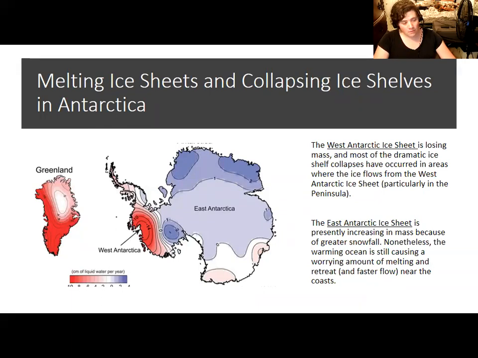And we're seeing a loss of about 10 to 14 centimeters of liquid water per year in Antarctica, which is a lot when it piles up. East Antarctica has a more stable ice sheet. The interesting thing is that in East Antarctica, changes in global climate patterns have actually resulted in more precipitation around the South Pole, which is causing the eastern sheet to increase in mass. However, there is still a worrying amount of melting occurring along the coasts, with the oceans getting warmer.